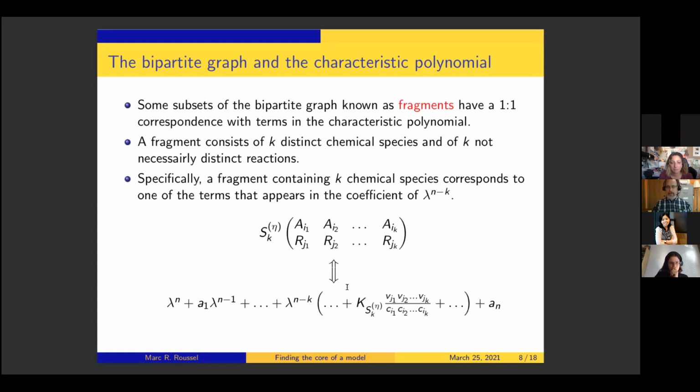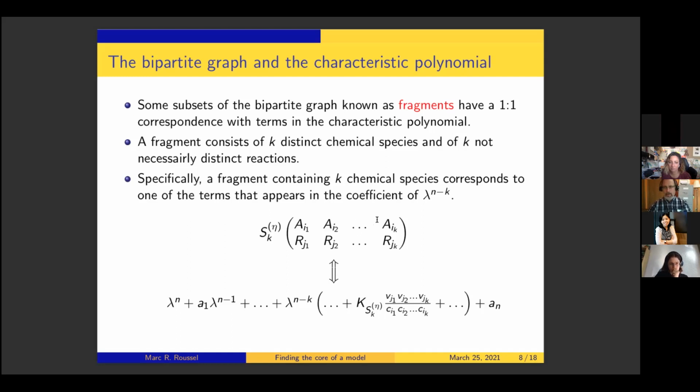And so if you've got a fragment with k chemical species, it will correspond very directly to a term in the characteristic polynomial. So your characteristic polynomial, let's say your dummy variable is lambda, your eigenvalues, right? And it's got some coefficients. So the coefficient of the n minus k term will have a bunch of terms in it, and any given one of those terms, you could relate it back to a fragment with k chemical species, we say order k.